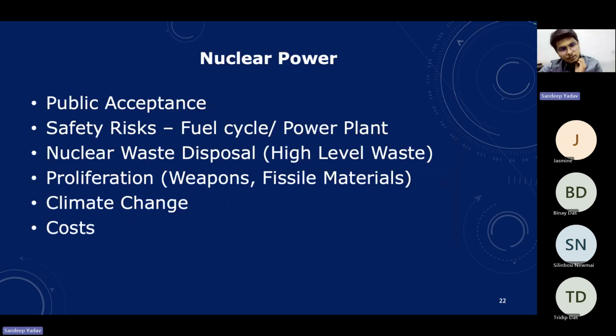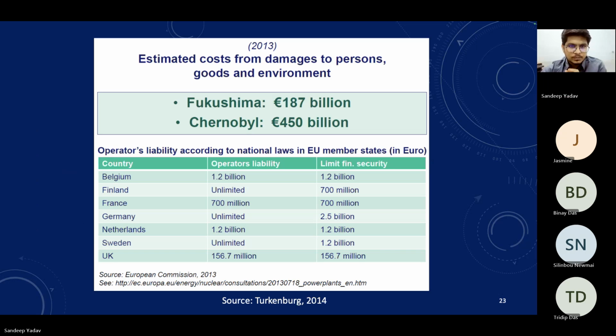Coming to the nuclear power plant, it is facing a difficult situation regarding public acceptance because of the safety risk of the fuel cycle and the nuclear waste disposal, which has a high level of radiation, along with proliferation of weapon materials and climate change. People are not accepting it because of two events, the Fukushima disaster in Japan and Chernobyl, which had an impact of around 450 billion euros of damage. There are also other smaller incidents in Belgium, Finland, and other places.